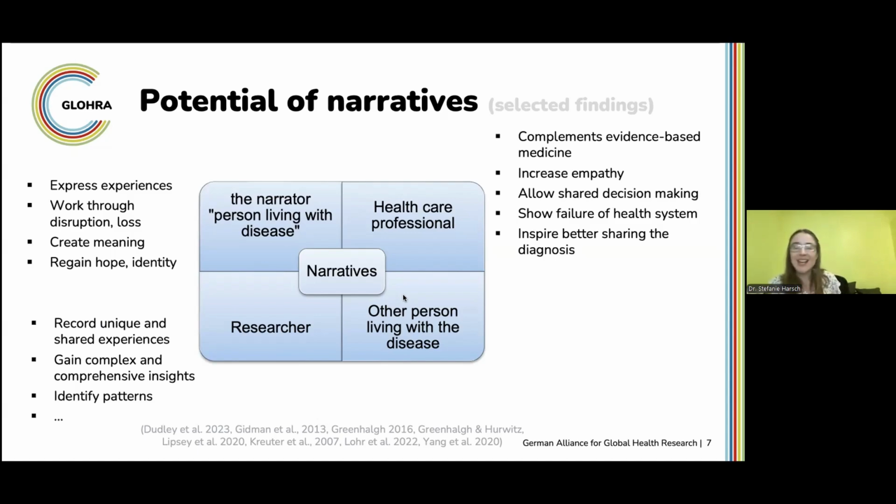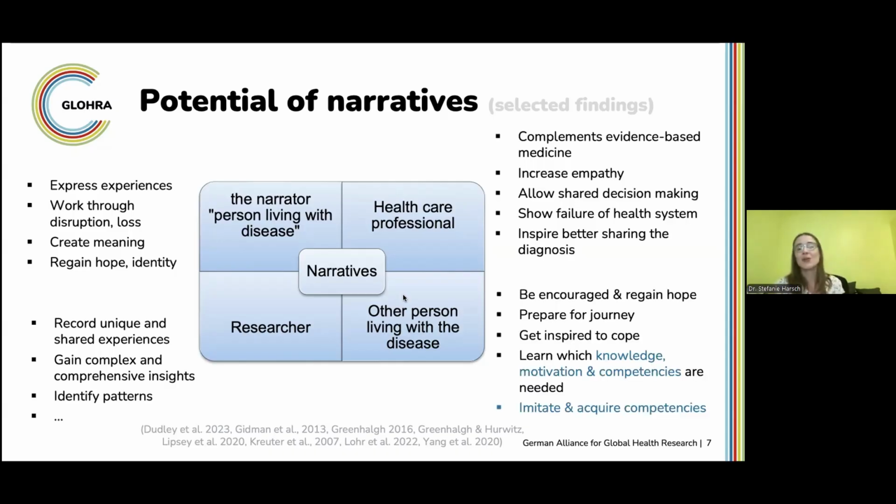For researchers, apart from recording unique and also shared experience, it's possible to gain a really deep insight into the complex and comprehensive insights into the life of people, identify patterns, and propose policy changes. And lastly, for newly diagnosed people with the disease, they can be encouraged and regain hope. They can prepare for the journey ahead of them. They can get inspired to cope, and they can learn which knowledge, motivation, and competences are actually needed. And by looking at what others do, they can imitate and acquire the competences needed to live with it.